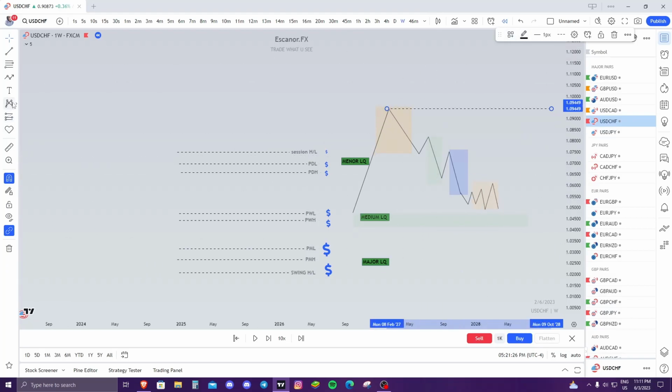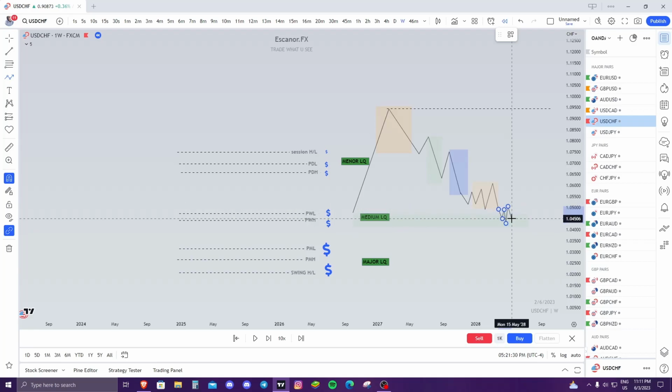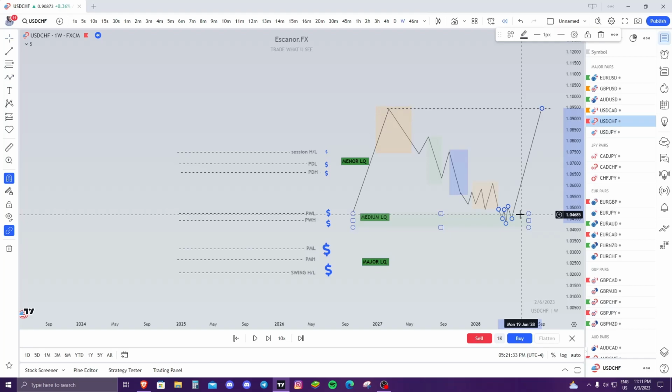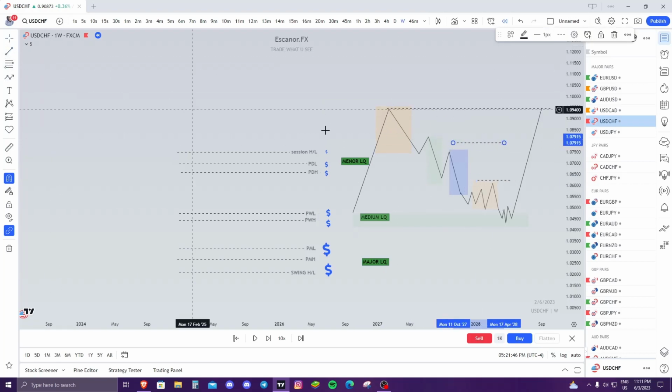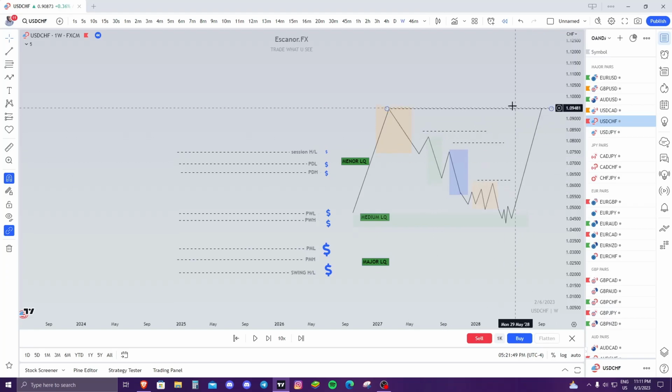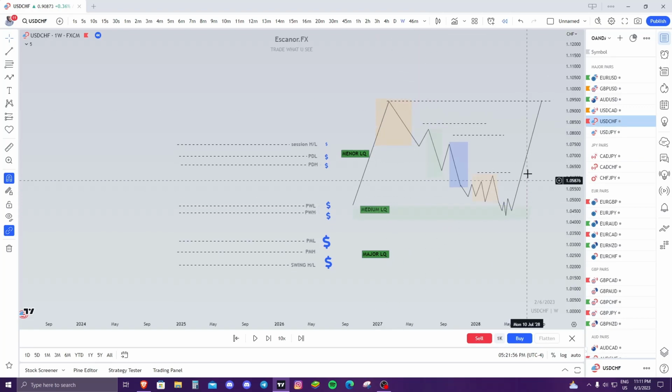After this sweep of liquidity and the reaction from our point of interest, we can take an entry and target the previous day high, because it's the extreme point of liquidity and the strongest one. We have here also sessions liquidity. All those points are liquidity points. The last point is the strongest point of liquidity, so the market will push all the way to take this liquidity.